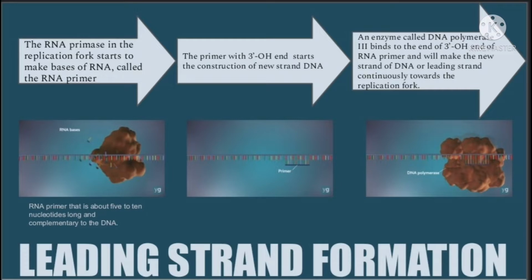Primase is an enzyme that synthesizes short RNA sequences called primers. These primers serve as a starting point of DNA synthesis. Since primase produces RNA molecules, that enzyme is a type of RNA polymerase.